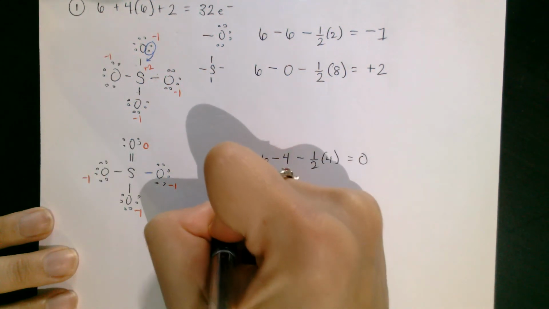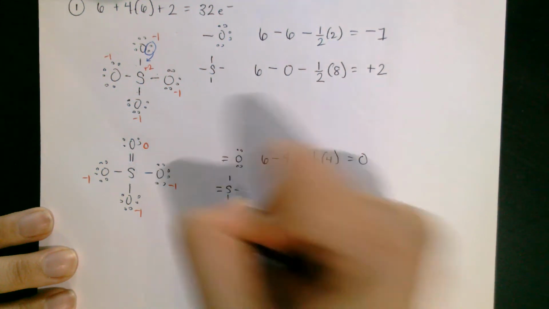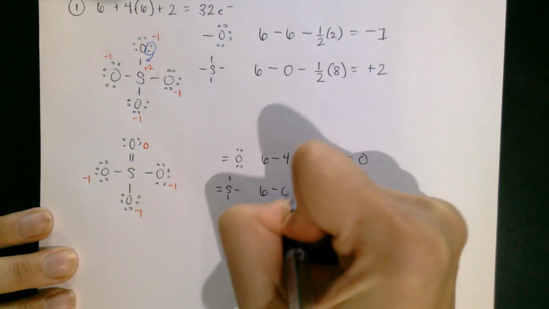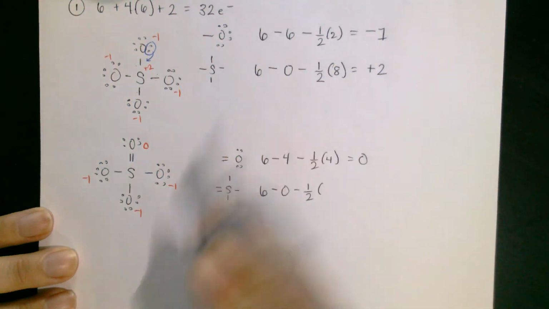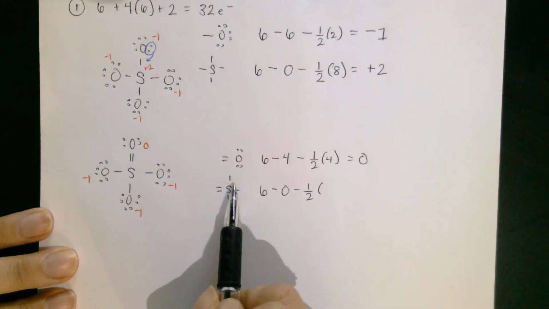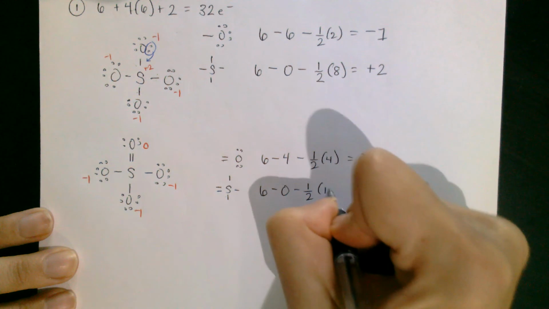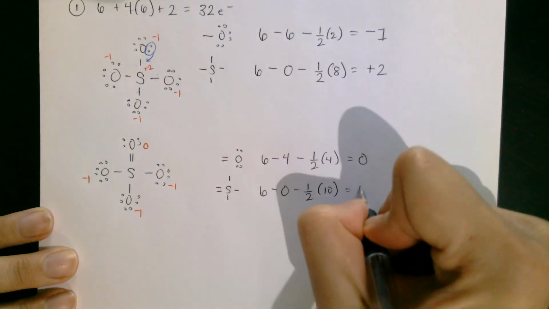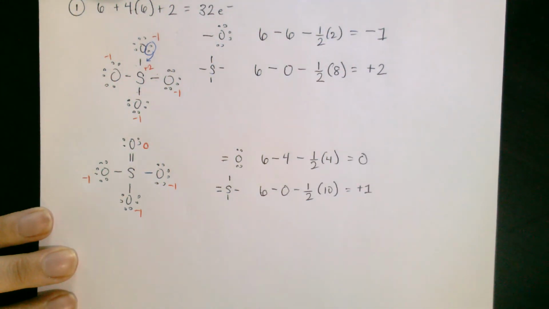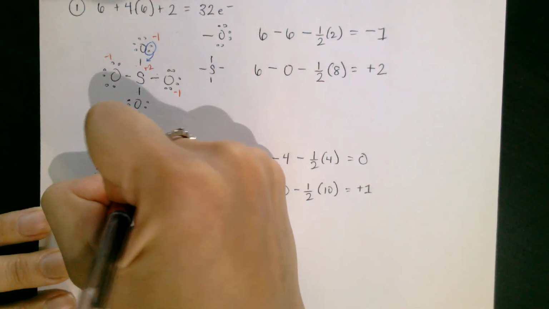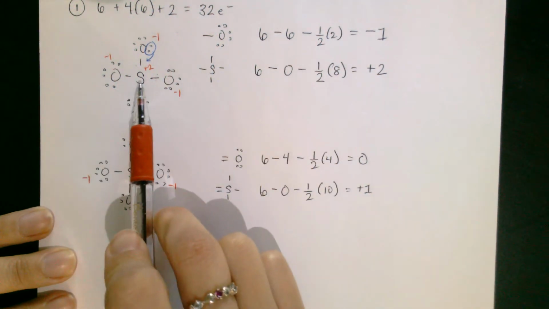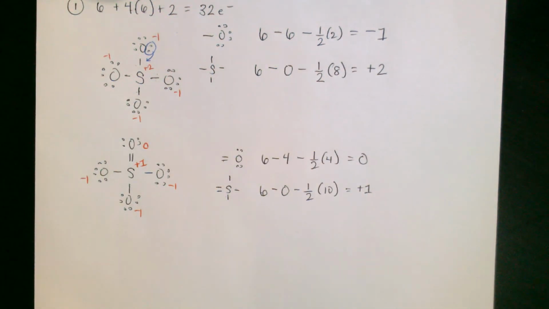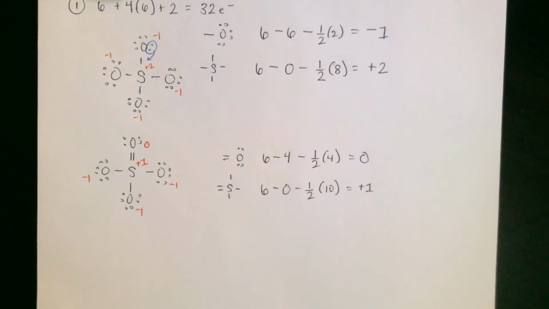Sulfur now has changed. Now it has a double bond and 3 singles. So 6 minus 0 is still the same. 1/2 times now 2, 4, 6, 8, 10. So we have 5 here, so we have 6 minus 5, which gives us +1. So by shifting those electrons around, we have taken that from +2 to +1. So we're making some good, strong headway here. Okay, so great. Again, sulfur doesn't mind. Let's do it one more time.